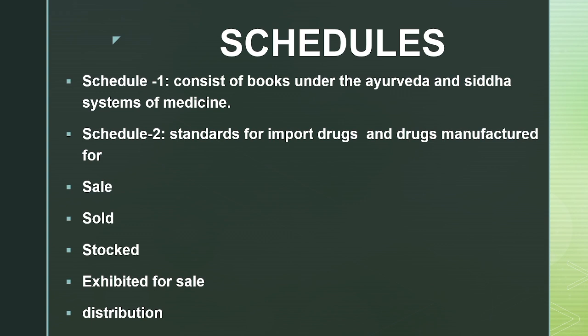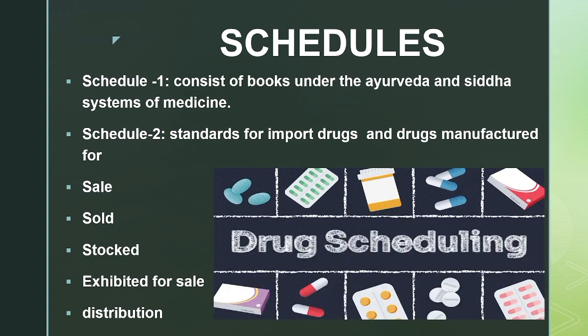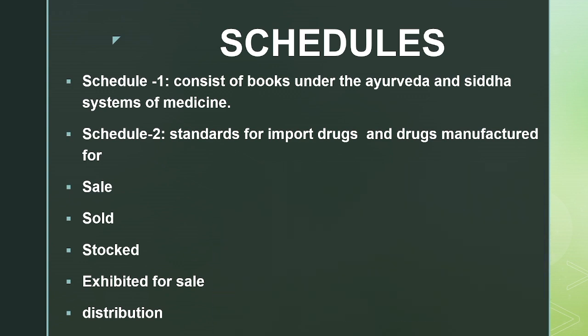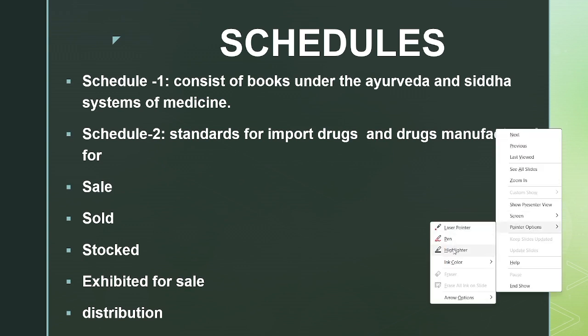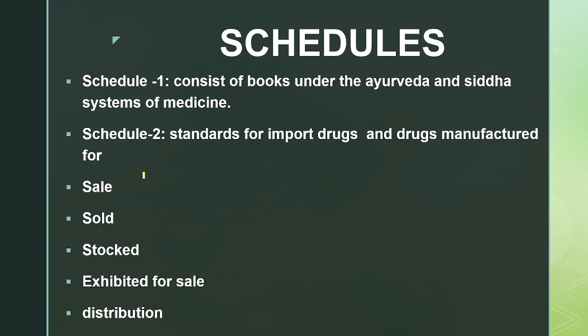Schedule 1 consists of the books under the Ayurveda and Siddha systems of medicine. Schedule 1 mostly deals with the books under the category of Ayurveda and Siddha. And Schedule 2 mostly deals with drugs and drug manufacturing. These are important in Schedule 2. Schedule 2 also deals with the manufacturing of drugs and their sale, stocking and exhibition for the sale and distribution of the drugs.